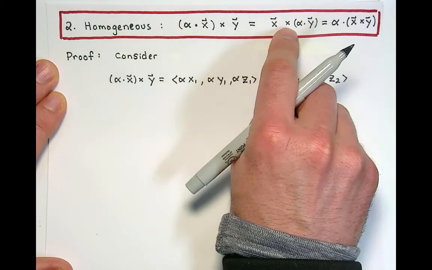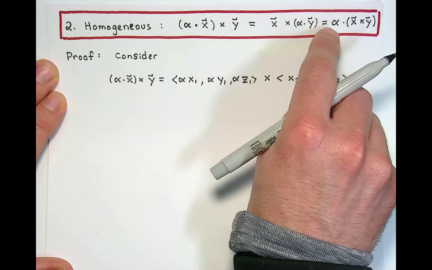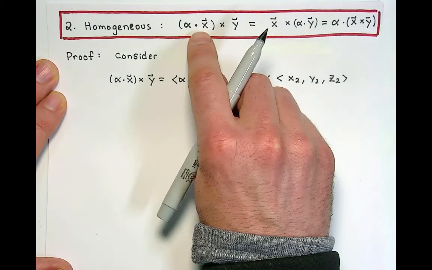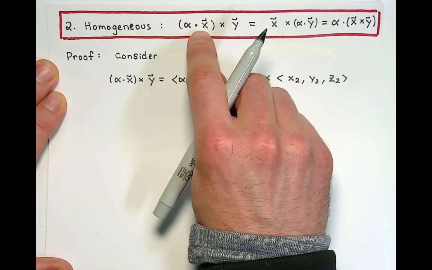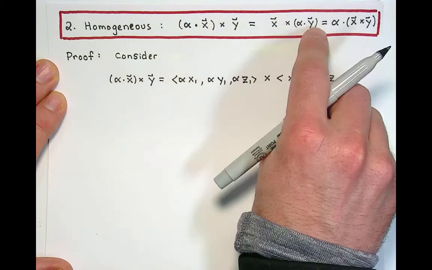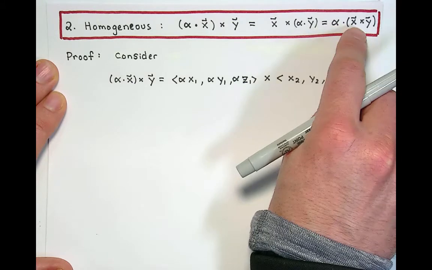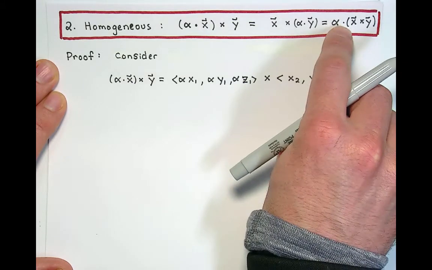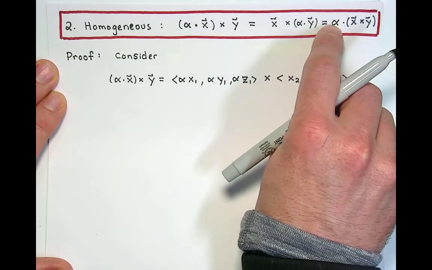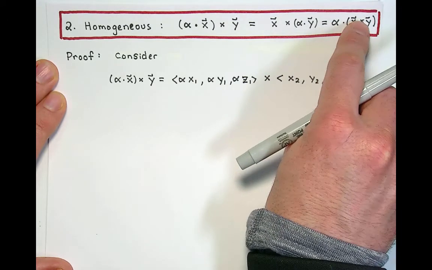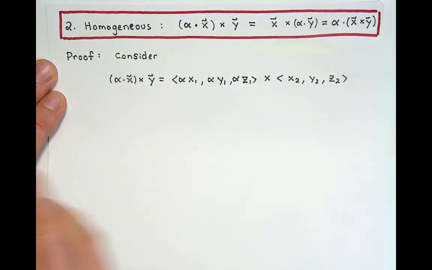The claim is it doesn't matter where you do the scalar multiplication. You can do the scalar multiplication in the first argument, you can do it in the second argument, or you can do it outside the entire thing. Be careful, this dot right here is also scalar vector multiplication because the cross product is a vector. All right, so here we go.